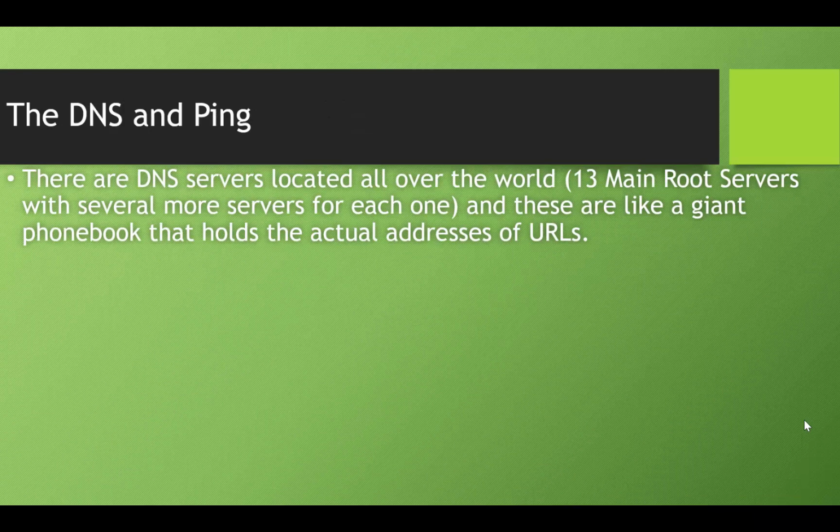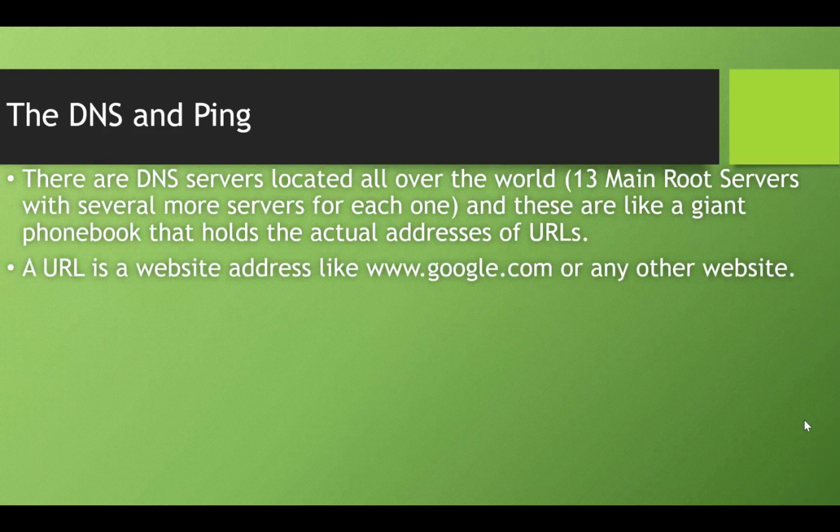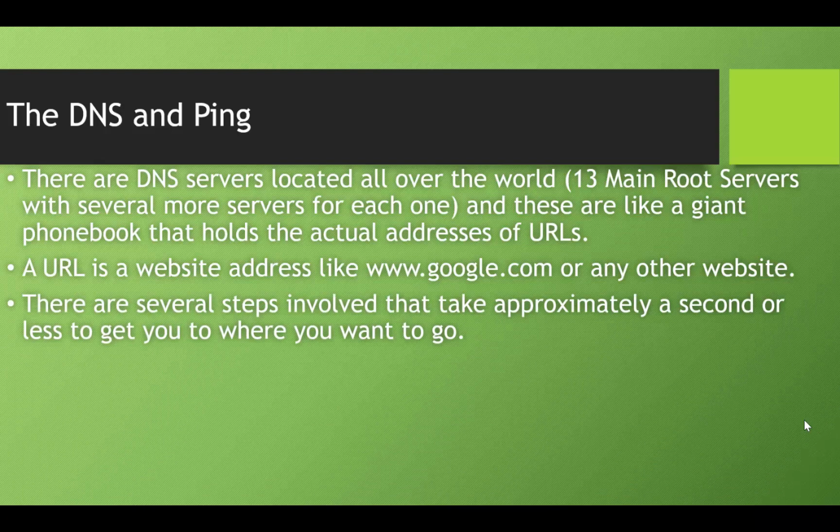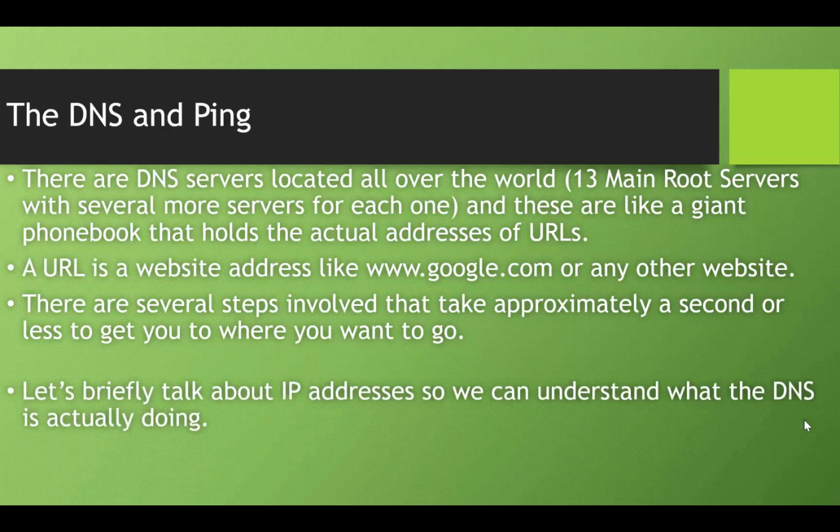Well, there are DNS servers located all over the world. Now, there are 13 main root DNS servers, and they have several more servers for each one. And these are like a giant phone book that holds the actual addresses of URLs. Now, URL is a website address like www.google.com or any other website that you type in probably on a daily basis. Now, there are several steps involved that take approximately a second or less to get you to where you want to go. Now, it sounds a little complex, but it's very, very easy to understand.